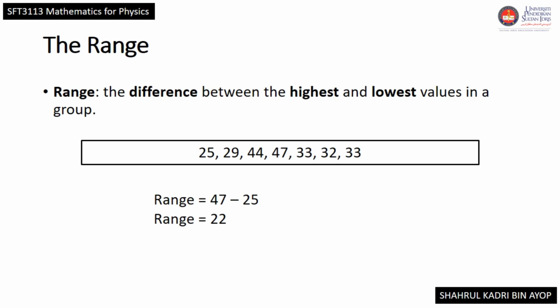For example, we have this set of data. The highest value is 47, while the lowest value is 25. So the range for this set of data is 20.